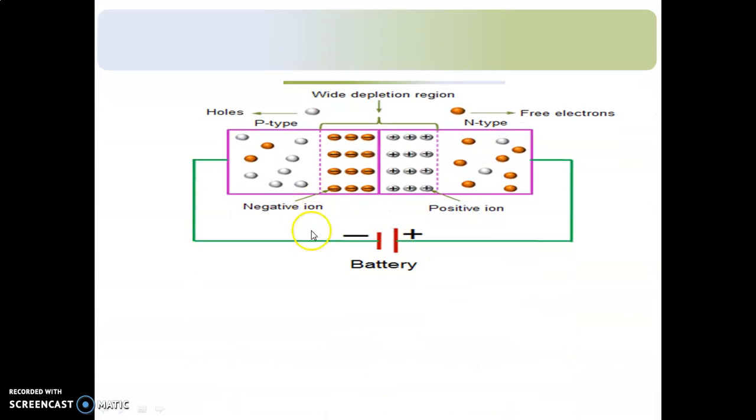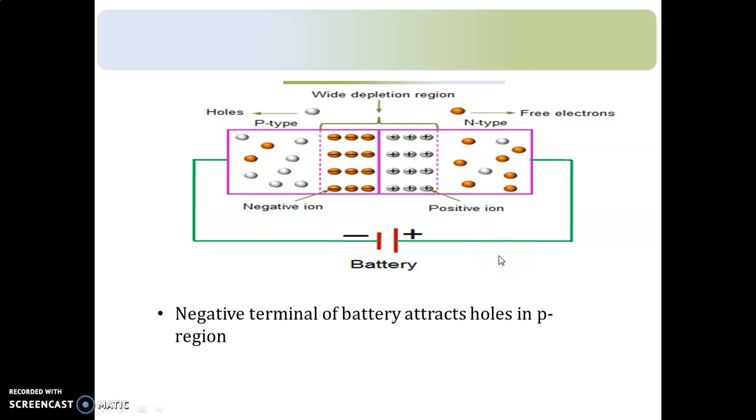Now let us see how this working principle will be followed. See here, large number of holes available in P-type. This carries the positive charge. These are connected to the negative terminal of battery. So, this positive and this negative, there will be the force of attraction. So, all these holes will move towards the negative terminal of battery. Similarly, electrons carry negative charge. This battery is having the positive charge. So, all electrons are attracted towards the positive terminal of battery.